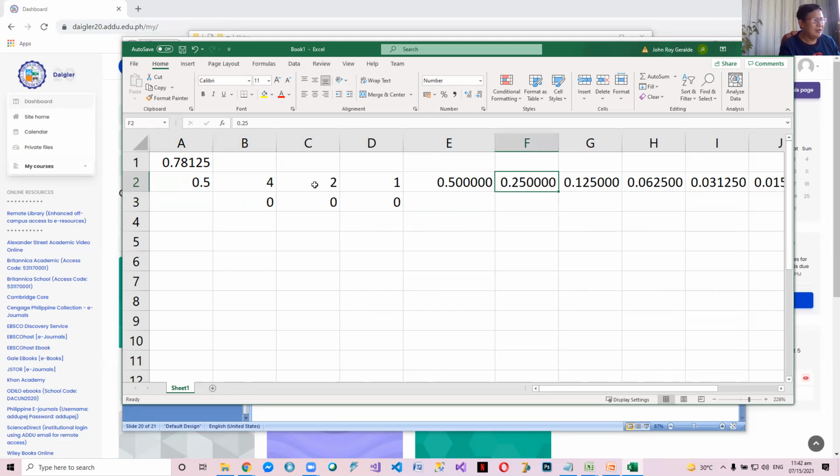0.5. Right? So, 1 ito. We pick the biggest that we can subtract. Okay? I-minus natin. Equals this minus this. Okay? 0.28. What can we subtract from 0.28? Tapos na tayo sa 0.5. Pwede 0.25. Yes. So we pick this, we mark, and we subtract 0.25. Then we subtract.